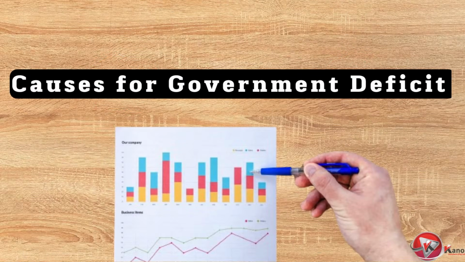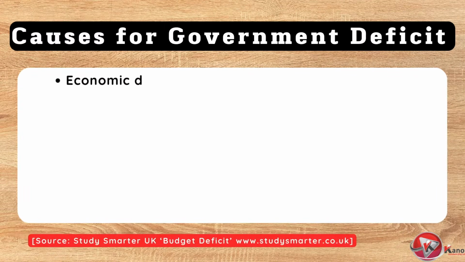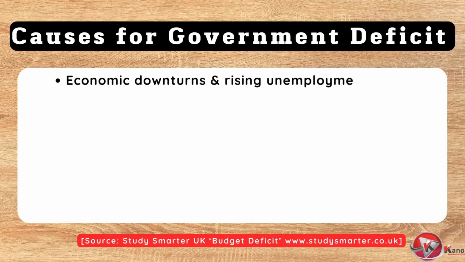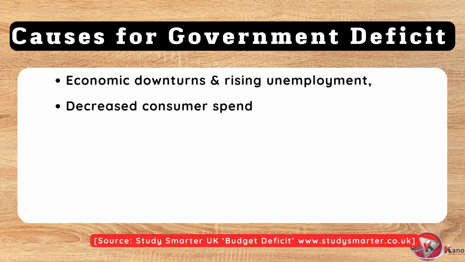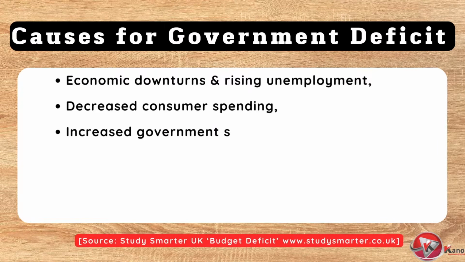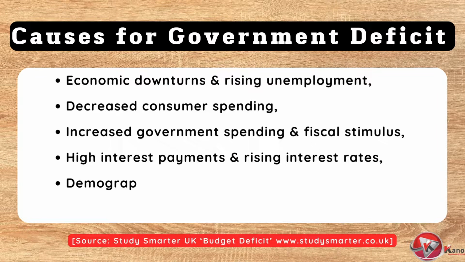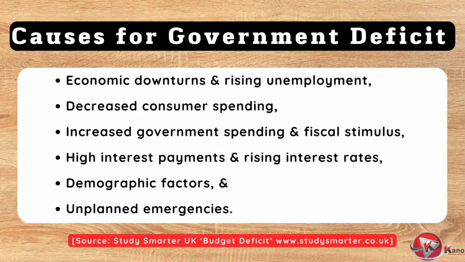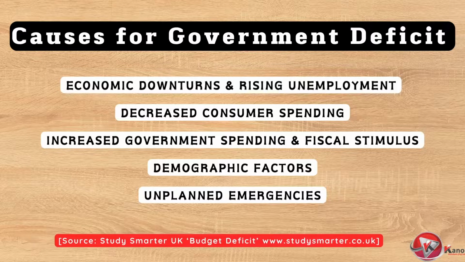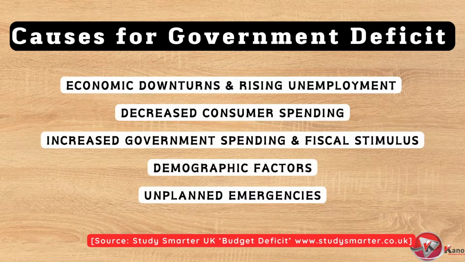What makes governments end up in a deficit? A government budget deficit is caused by a number of circumstances, such as economic downturns and rising unemployment, decreased consumer spending, increased government spending and fiscal stimulus, high interest payments and rising interest rates, demographic factors, as well as unplanned emergencies. Let's now discuss each of these causes in a bit more detail.